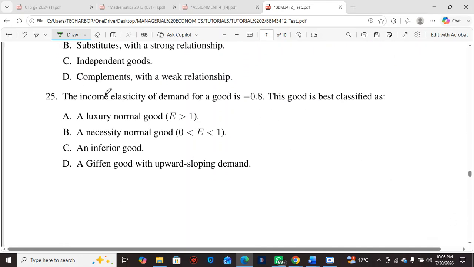Question 25. The income elasticity of demand for a good is negative 0.8. This good is best classified as an inferior good. A negative income elasticity of demand means inferior; positive means normal good.